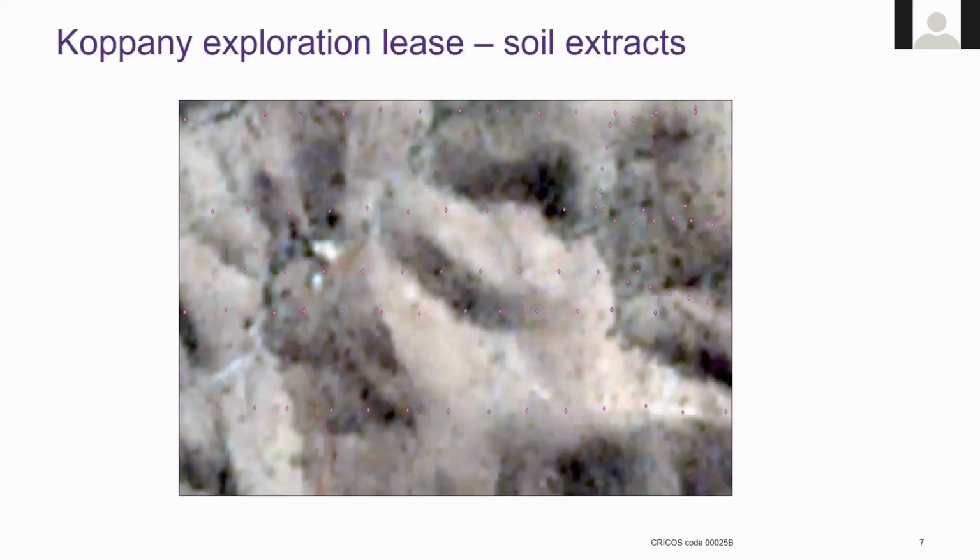So if you look at imagery from Planet, which is somewhere between 3 and 5 megapixel, the pink dots again are where the soil samples were collected. You can see a brown smear towards the right, and that's a new road that they've just put in to go further with their exploration drilling.